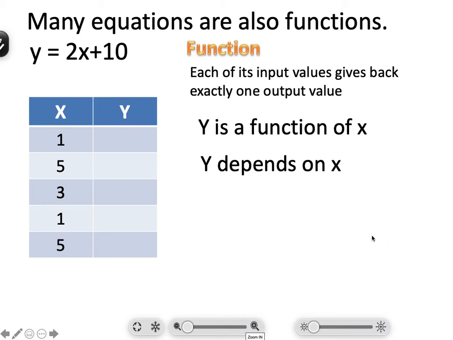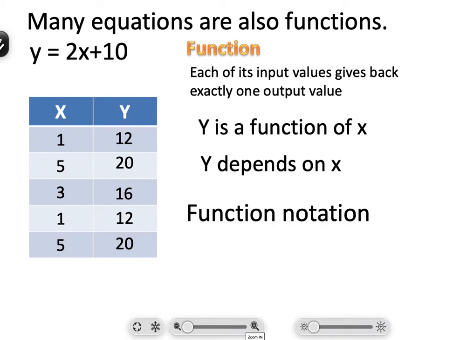So let's try it. If we have our inputs, do we get exactly one output? For example, if we put 1 in for x, what do we get for y? 12, right? And if I put 5 in for x, what do you get for y? 20. Then I take 3 in and plug it in. 2 times 3 is 6, plus 10 is 16, right? What if I take 1 again? Do I get 12 again? Yeah. What if I put 5 in? Do I get 20? Yeah. So whatever you put in, you're always going to get the same thing out in this function. So an equation is a function.